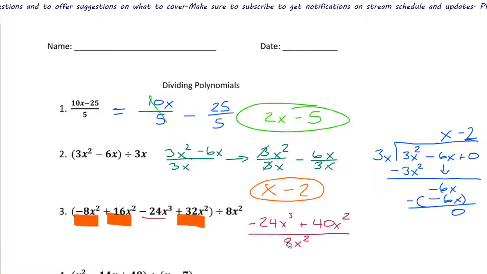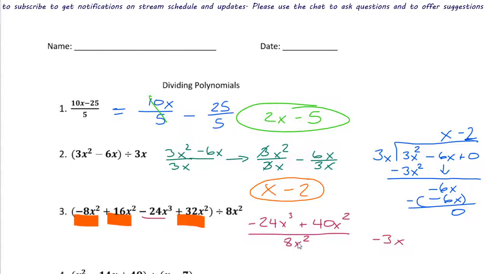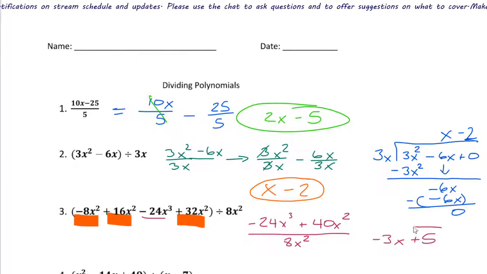And then you can just do this, you're going to divide into each term, so negative 24x cubed divided by 8x squared, so negative 24 divided by 8 is going to be negative 3. X cubed divided by x squared is just going to be x. And then what do I need to multiply 8x squared by to get to 40x squared? It's going to be positive 5.